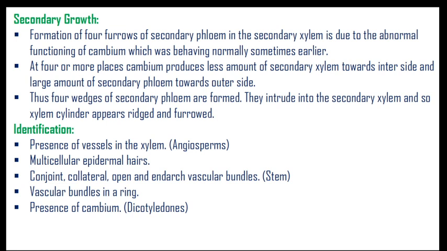Here are some identification points: the presence of vessels, which is the most important characteristic of angiosperm anatomy or internal structure, while multicellular epidermal hairs and conjoint, collateral, open and endarch vascular bundles are the characteristics of stems. Vascular bundles in a ring, and the presence of cambium, are the characteristics of dicotyledons.